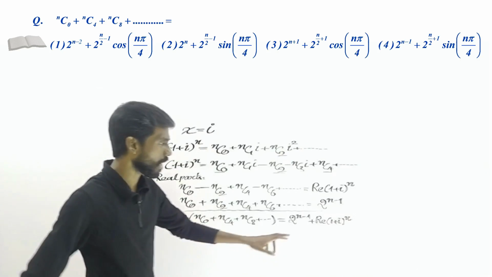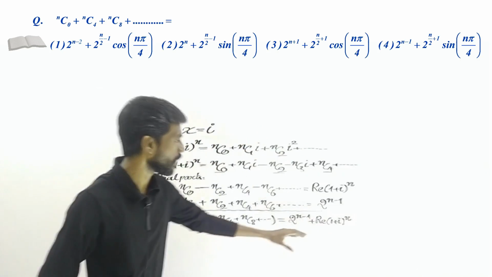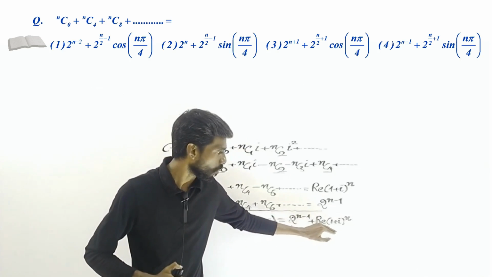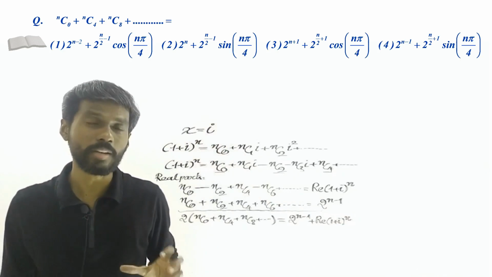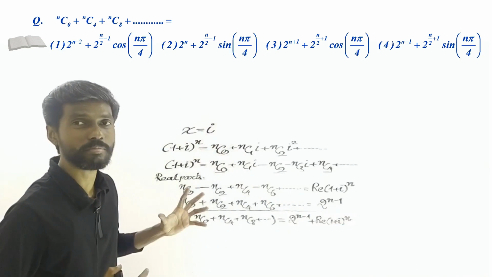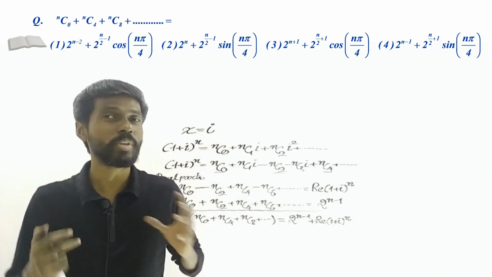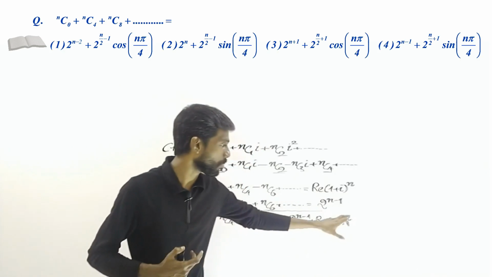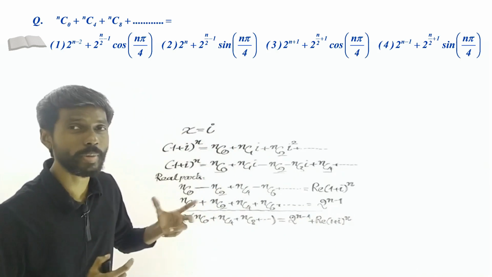But what is the value of the real part of (1 plus i) to the power n? We have to use some idea from complex numbers. See, 1 plus i, the power is n, so we have to remove this power. For that we have to use de Moivre's theorem. If you remember, you write this complex number in polar form, then we can use de Moivre's theorem, so we can bring the power inside, and the power will be multiplied with the argument.